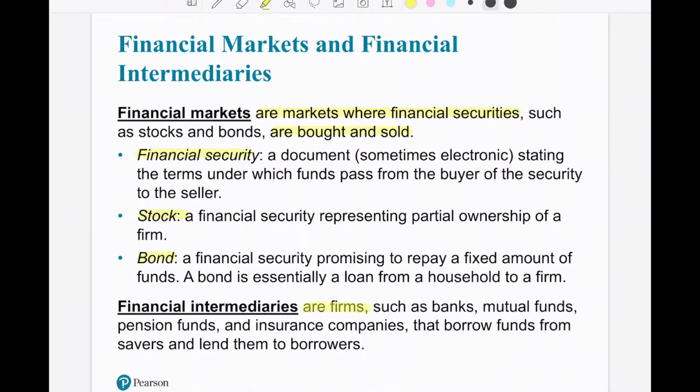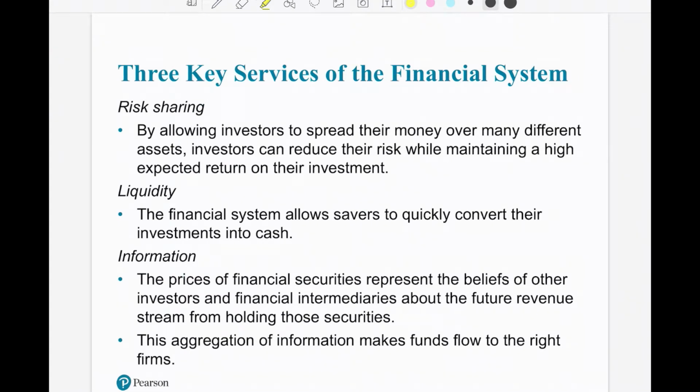These are going to be firms such as banks, mutual funds, pension funds, and insurance companies that borrow funds from savers and lend them to borrowers. Now, you'll go more in depth with these types of markets and financial intermediaries in upper division economics courses, or even in some of your finance courses. Now, the financial system provides three key services for savers and borrowers that are outlined on this next slide here.